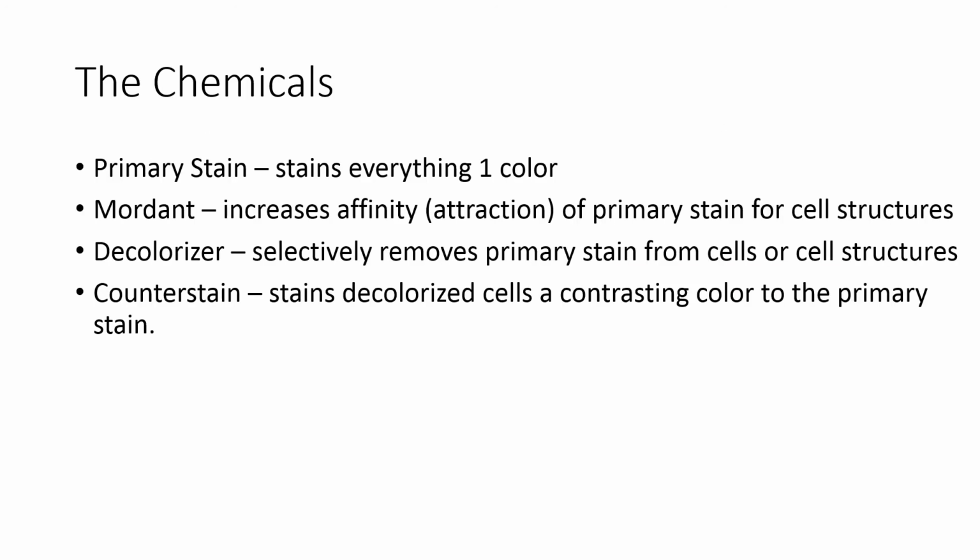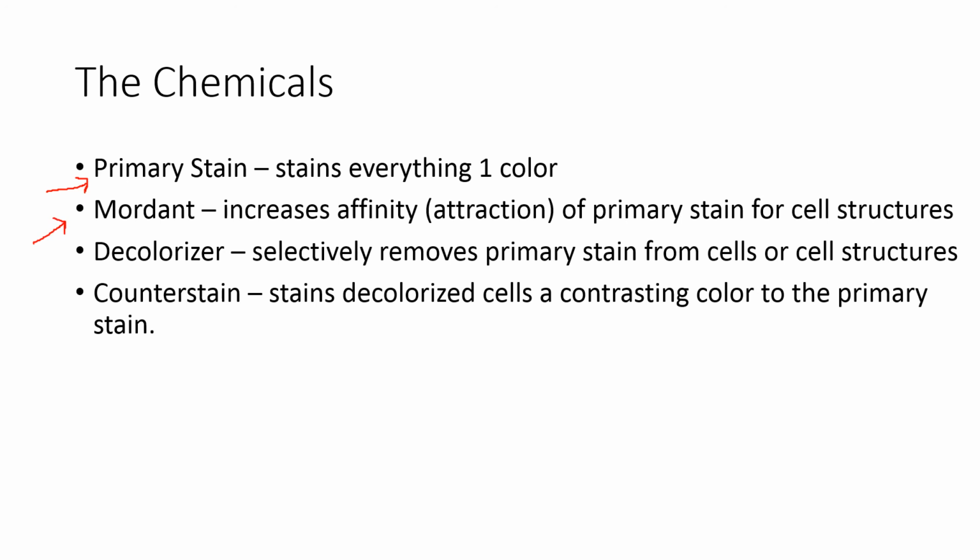So when we do a differential stain, there are four chemicals that are involved. The first stain is called the primary stain, and it's going to stain everything on the slide one color. The second chemical is a mordant, and I must say that the mordant isn't always a chemical. Sometimes the mordant is heat or steam. But the job of the mordant is to increase the attraction or the affinity of the primary stain for cellular structures.